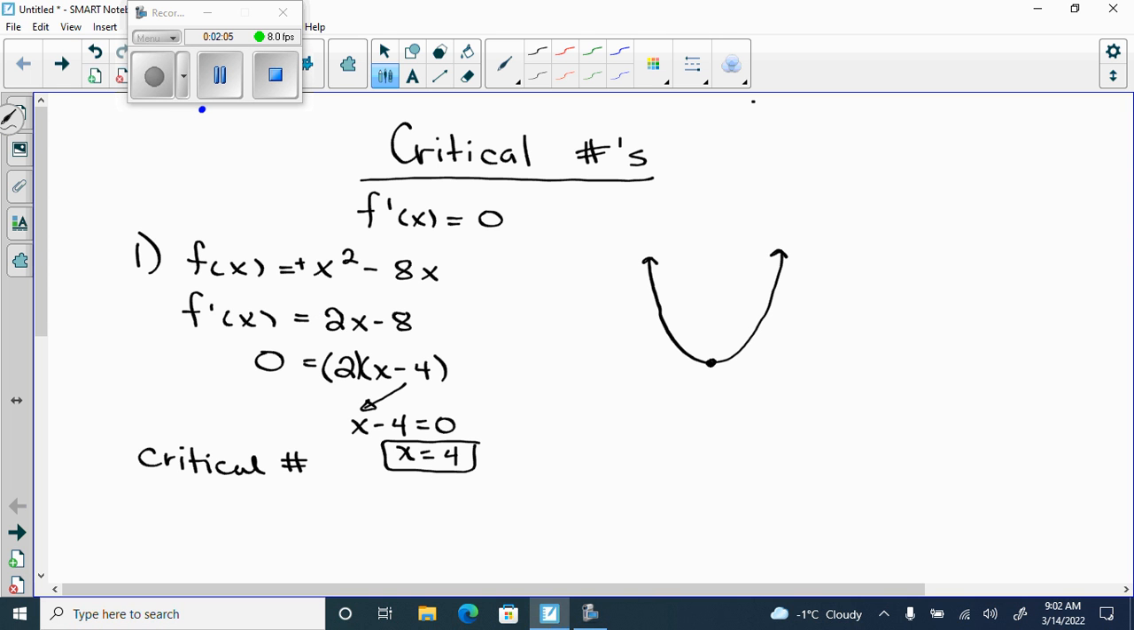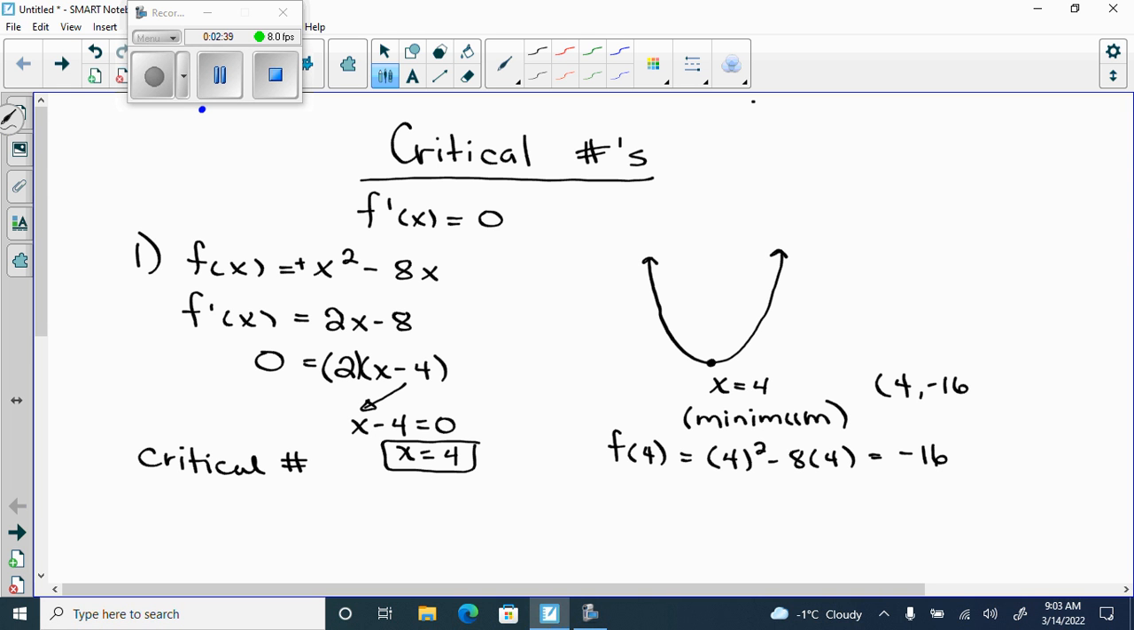So I know x equals 4 is actually a what? It's a minimum. But that's just where it occurs. How would I find out what the actual minimum is? Plug it back into the original, always, because I want the coordinate off the original. So I'm going to do f of 4, which is 4 squared minus 8 times 4, which is negative 16. I just found the minimum without my calculator and without having to do completing the square.